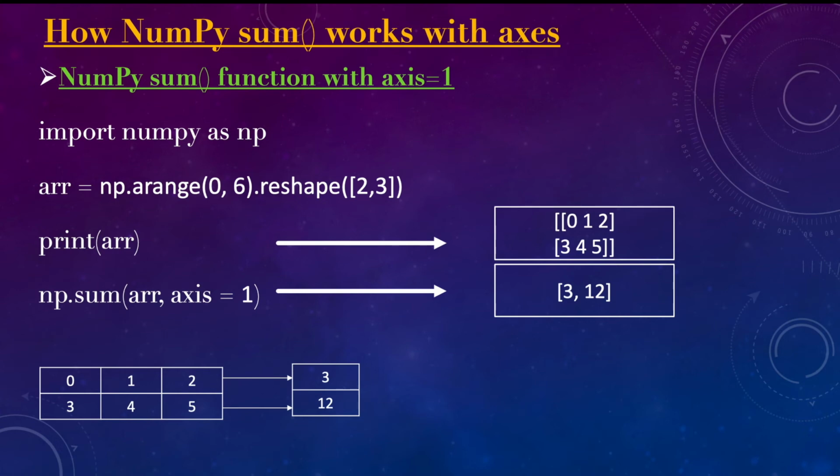Recall from what I have told you earlier, axis 1 refers to the horizontal direction across the columns. That means np.sum with axis equal to 1 will collapse the columns and then calculate the sum. The summing is done across the columns. It collapses axis 1. So here the NumPy sum function will aggregate the elements of each row and collapse the 3 columns into a single column.